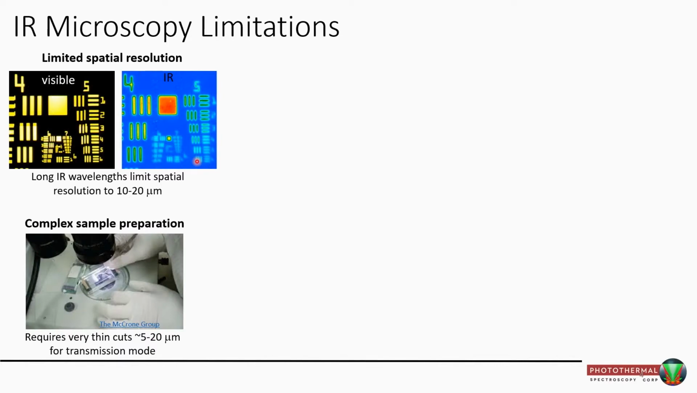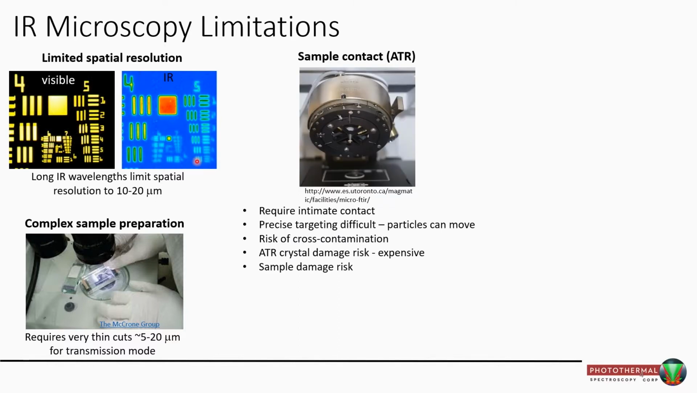The other one is complex sample preparation. Ideally, you want your samples to be thin so that light can transmit. It gives you the best quality spectra. That means cutting them thin, by 20 microns thereabouts. But you just can't cut everything that thin, or it's very difficult to cut things that thin sometimes.